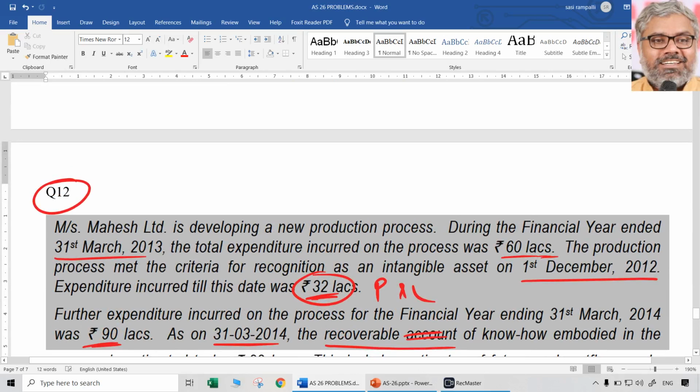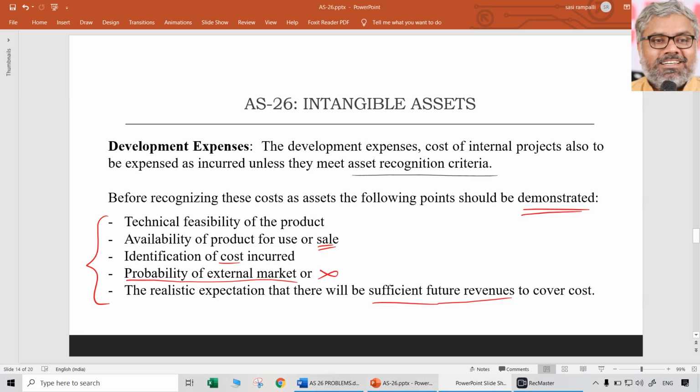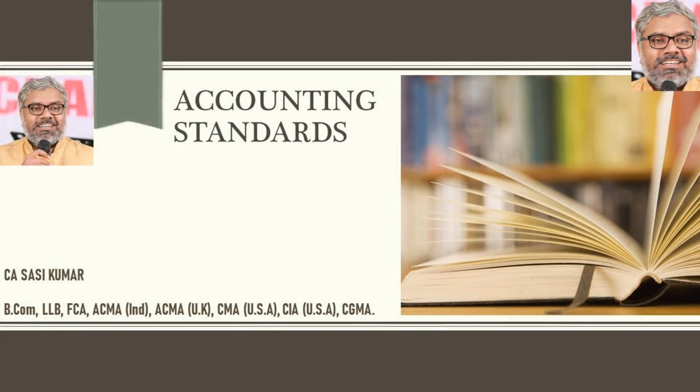Such types of questions can be asked in the examination from Accounting Standard 26 and, as we discussed already, AS 26 is also one of the standards where numerical questions can be expected. Mostly the amortization type of questions were asked earlier, but not necessarily. Sometimes case-based questions, whether the asset recognition criteria is met or not, or whether development expenditure can demonstrate the conditions wherein it can be capitalized. Such kinds of questions can be asked.